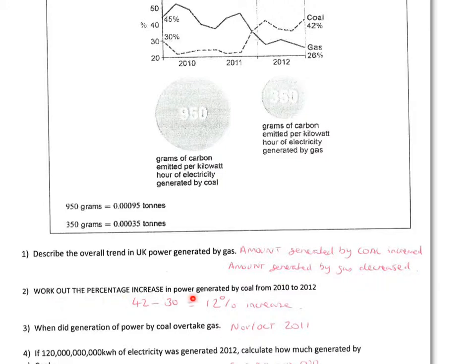What's the percentage increase in coal from the beginning of this period to the end? Well, it started at 30%, went up to 42%, so that's a difference of 12%, a 12% increase. When did coal overtake gas? That's where the two graphs cross over. You're going to have to estimate it. It looks like near the end of 2011. So I've put either of these 2 months and 2011.